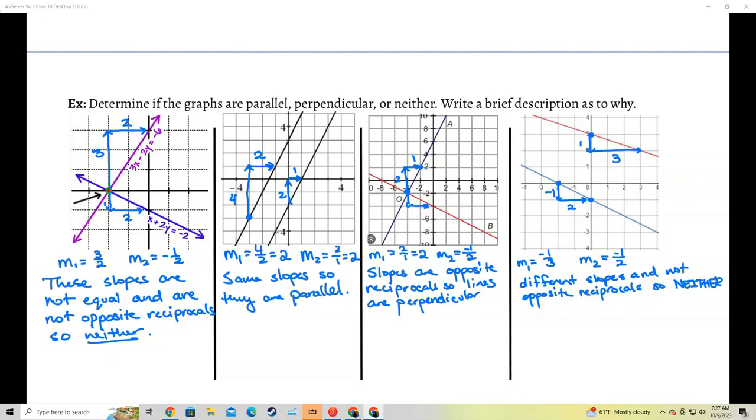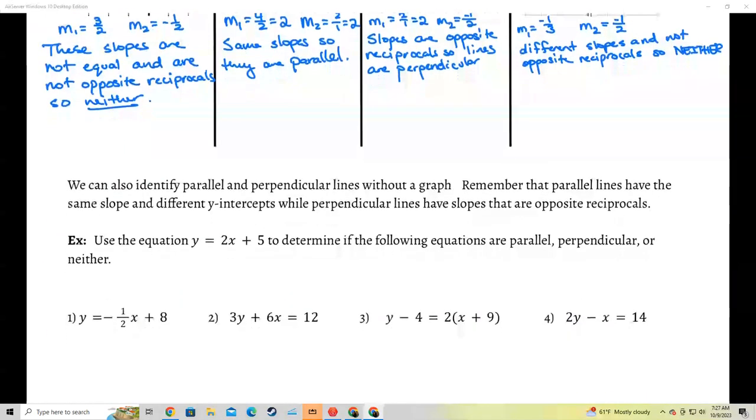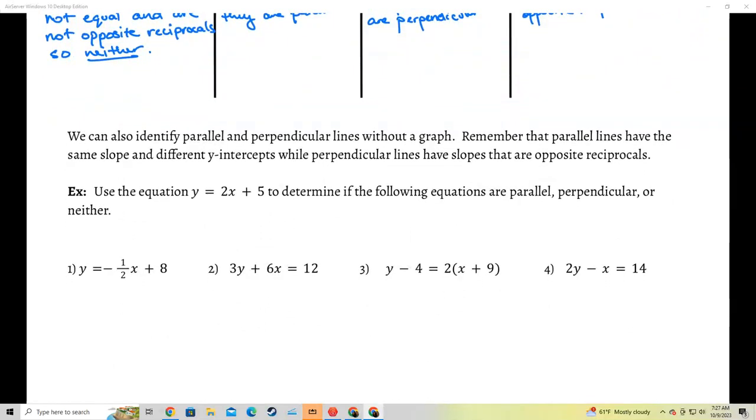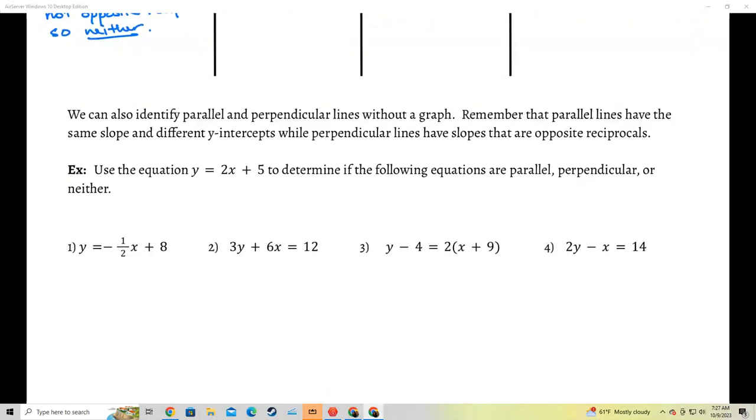Okay, so hopefully you got a good idea of when lines are parallel and when they are perpendicular. We can also identify parallel and perpendicular lines without a graph. We can do it just by looking at the equation. Remember that parallel lines have the same slope and different y-intercepts, while perpendicular lines have slopes that are opposite reciprocals. You know what? I'm just going to highlight that because this is really what we need to get. Parallel lines, same slope with different y-intercepts. Perpendicular lines have slopes that are opposite reciprocals. So if we can get that through, we should be okay.